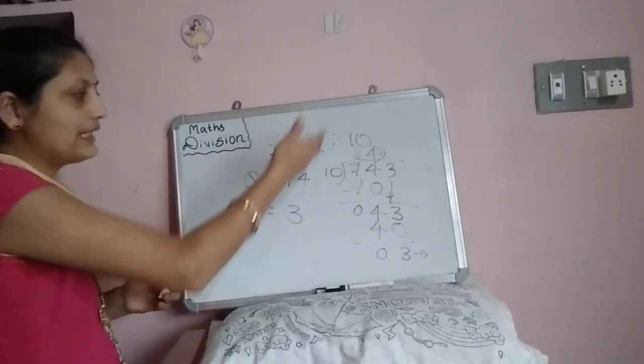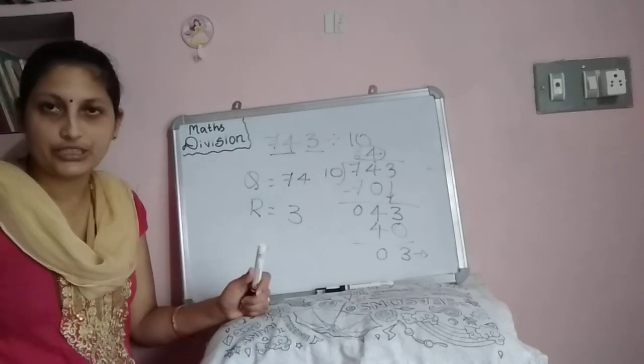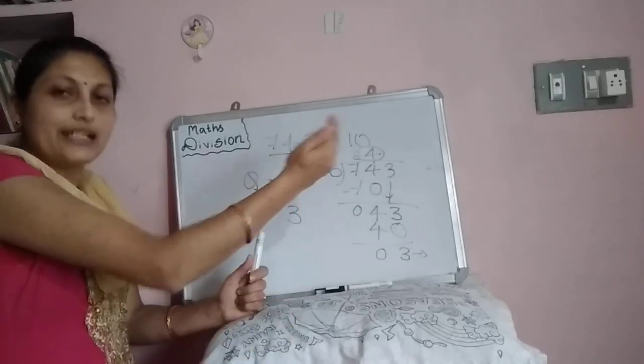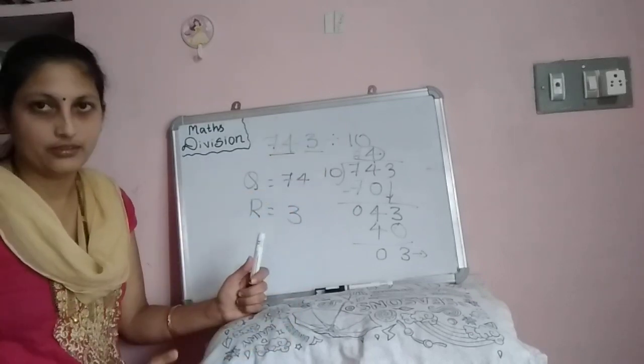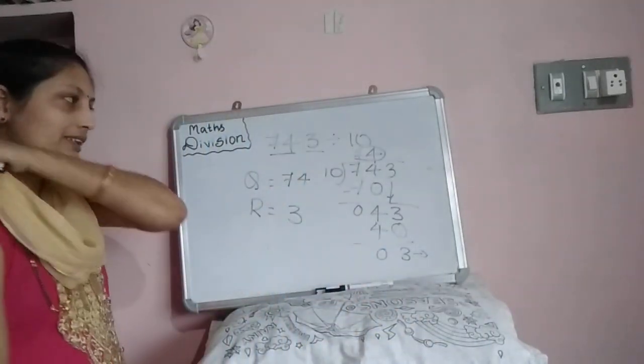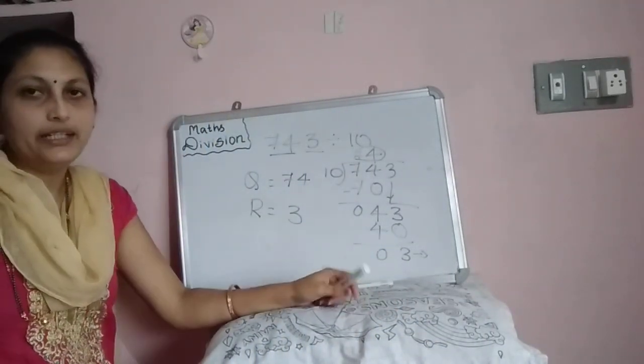In this way you can easily divide any number of digits by 10. The first place will be the remainder, and the rest of the places will be the quotient. Clear? So this is how you have to divide by 10.